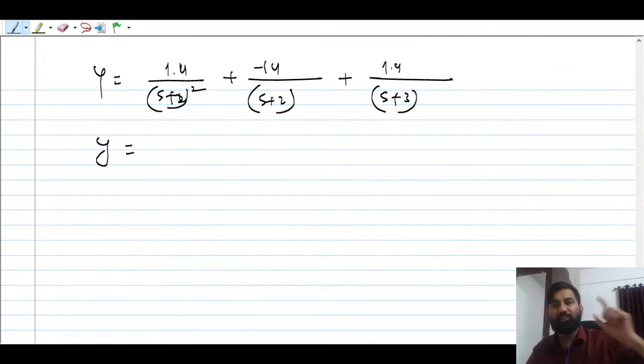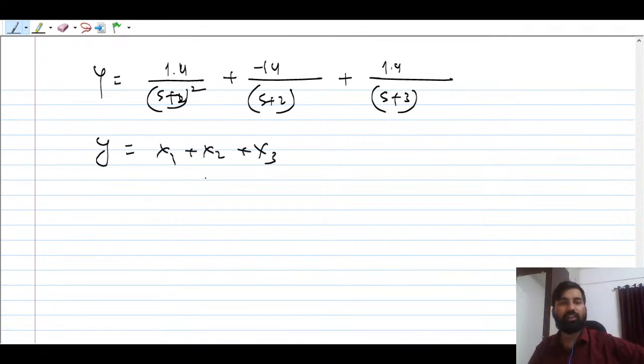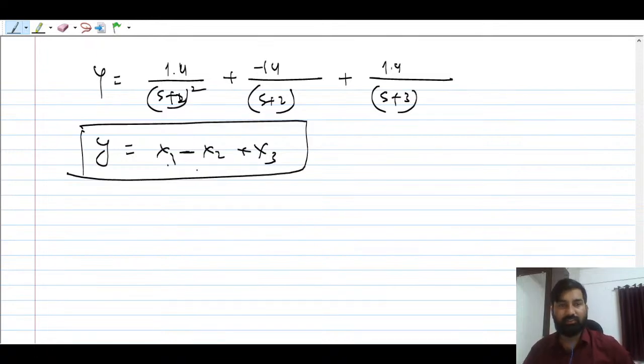Whatever you have done for diagonalization, you have to do here also. You take y equal to x1 plus x2 plus x3. But in this case, you have to notice here that this x1 is nothing but minus x2. So y equals x1 minus x2 plus x3. This is very important to remember. So you have to write like this. Take the sign also, -1.